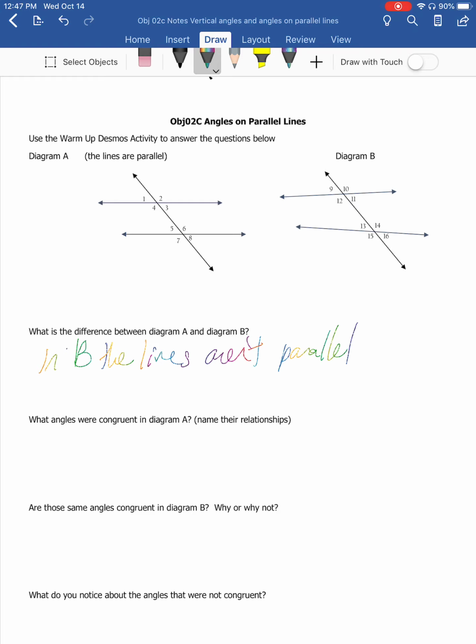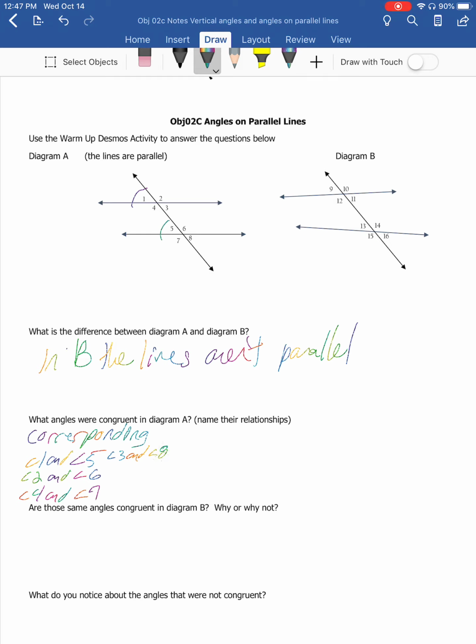We saw things like the corresponding angles. Okay, and we practice that again. So we're talking about angle 1 and angle 5. Okay, so 1 and 5. Angle 2 and angle 6. Angle 4 and angle 7. Angle 3 and angle 8.